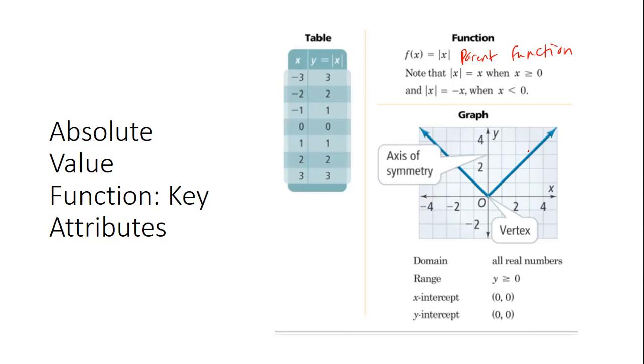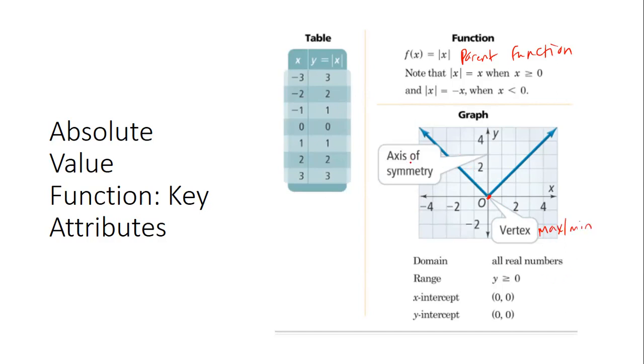Now we're going to talk about important attributes of the absolute value function. First, we have its vertex. Your vertex is your lowest or your highest point of your absolute value. So it's either the peak or the valley of the V, right? So it's either going to be a max or a min, okay?